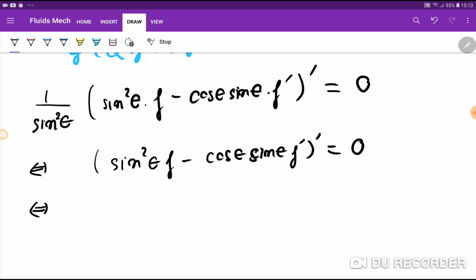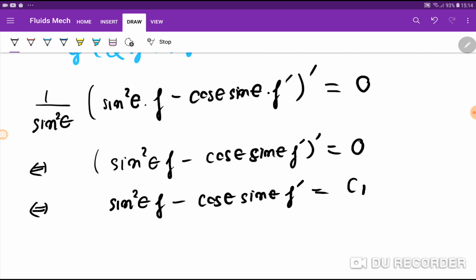Anyway, how are we gonna solve that? Now you say f prime times cosine. Okay, sorry. So I'm gonna solve this, it's an integration problem. You have sine squared whatever inside the derivative equals C1.